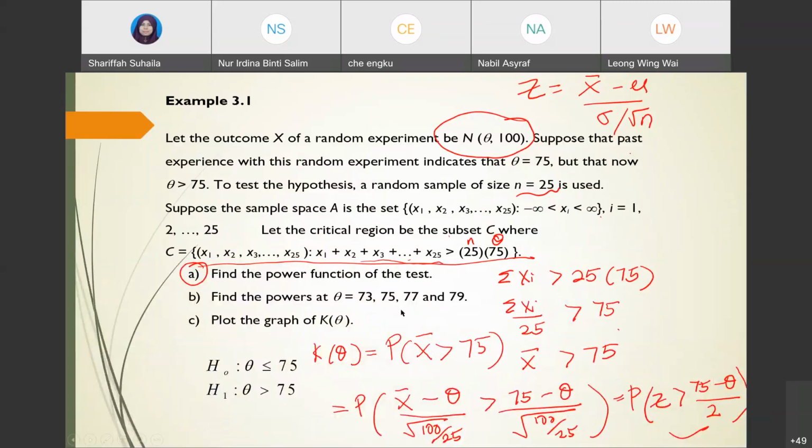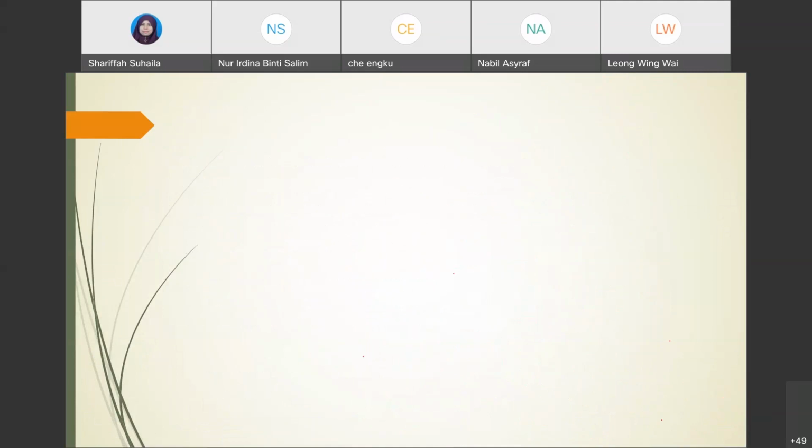Okay, this one, find the power function. Next we want to get the values for theta 73, 75, 77, 79. What are their values? Let me write it again. K theta is given as the probability Z greater than (75 minus theta) divided by 2. Now you want to find the value at theta equals 73.